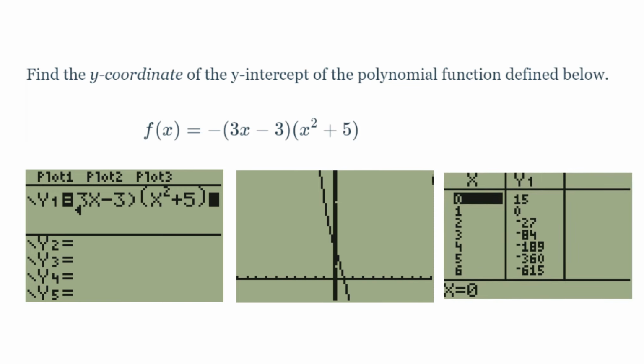But what I want to also talk about is this. Anytime you're looking for a y-intercept, replace the x's with 0. We can do this math in our head. So negative sign, of course, when I plug in 0, it would be 3 times 0, which of course is 0, minus 3. And then the second set of parentheses is going to be 0 squared plus 5.